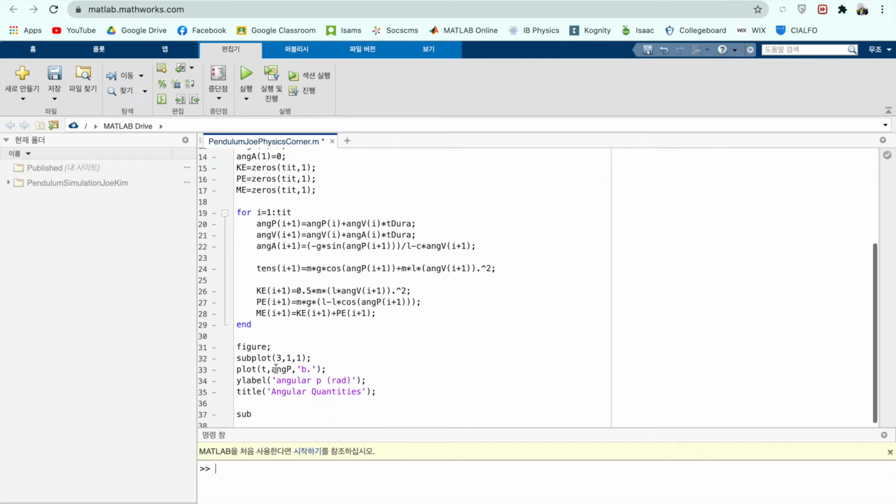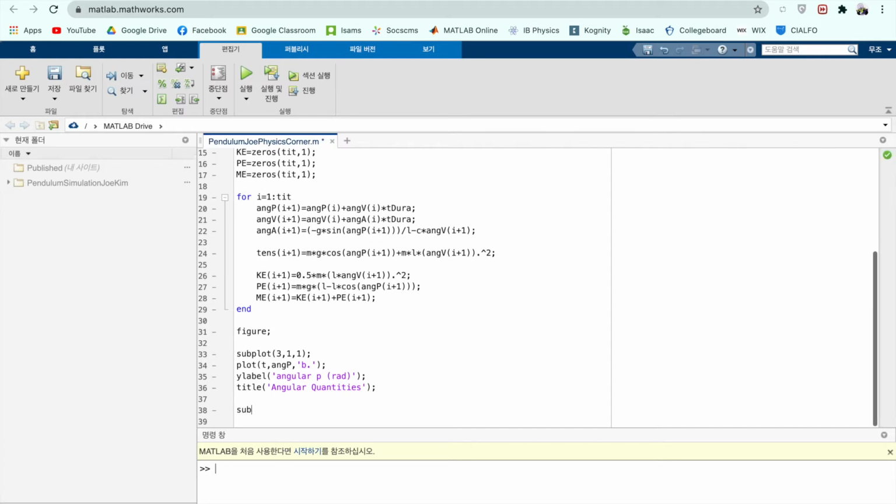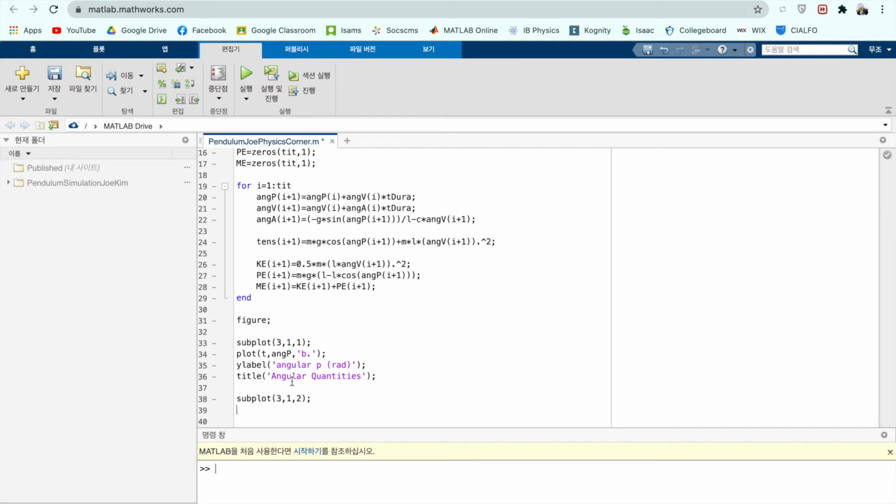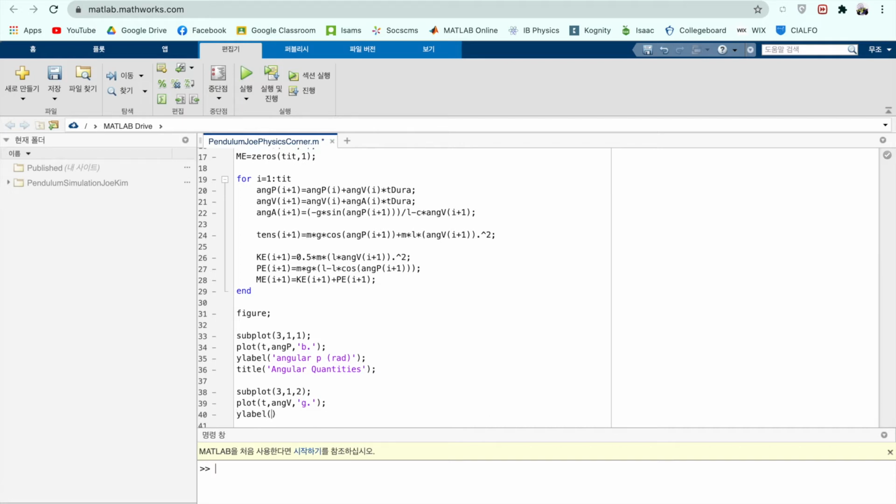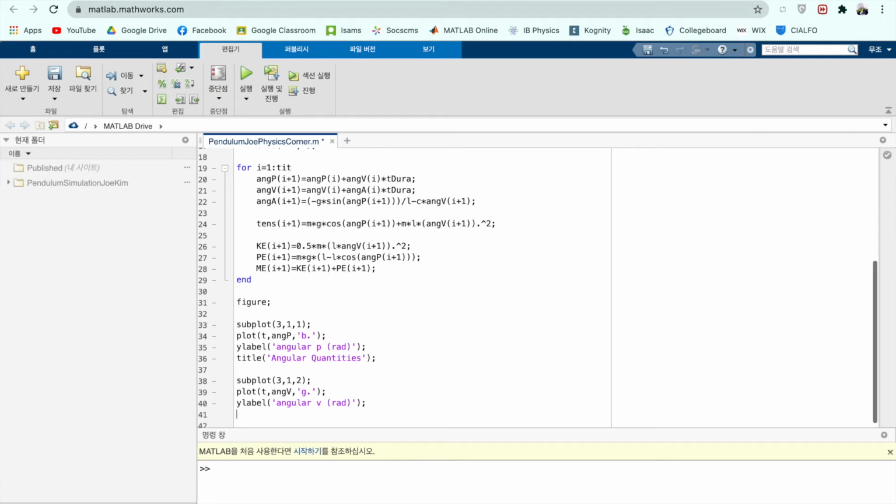And then I'm going to create another subplot, and now it's going to be the second one. And that's going to plot the time, now the angular velocity. I'm going to use green, and label the y-axis as angular velocity, in radians per second, of course. And the title I already wrote at the start.